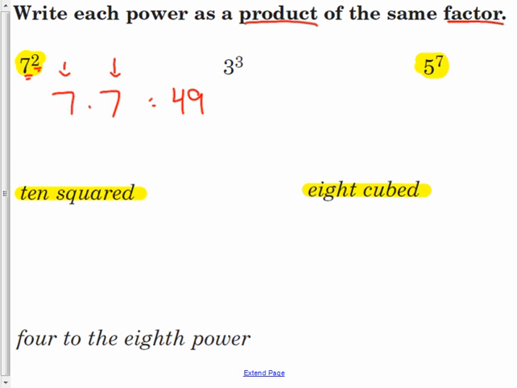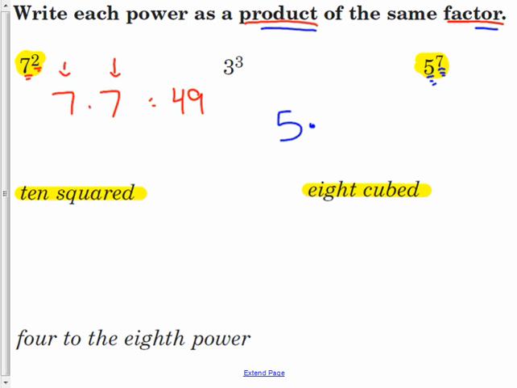The next one tells us 5 to the power of 7. What is 5 to the power of 7? Again, before we even worry about an answer, we need to write it as a product of the same factor. Our factor, our base number, is 5. So that's the number we're multiplying. Every factor will be 5. Then I can take my exponent to find out how many times to do it. I need to multiply the number 5 7 times.